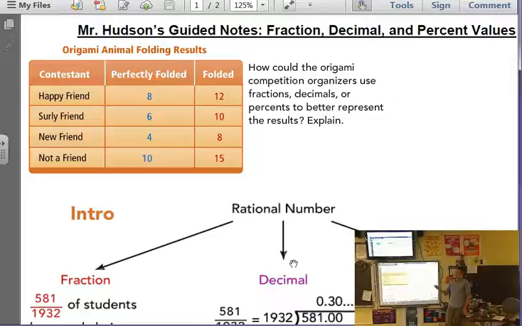So the judges are like, well, crap, we should have thought about this. We should have all had them fold 10 and then judge based off that. But we didn't. So how could the judges compare these people to each other? They can't just compare 8 to 6, that's not a fair comparison. Or neither is 6 to 4 because they had different total amounts that they folded. Andrew, what do you think?